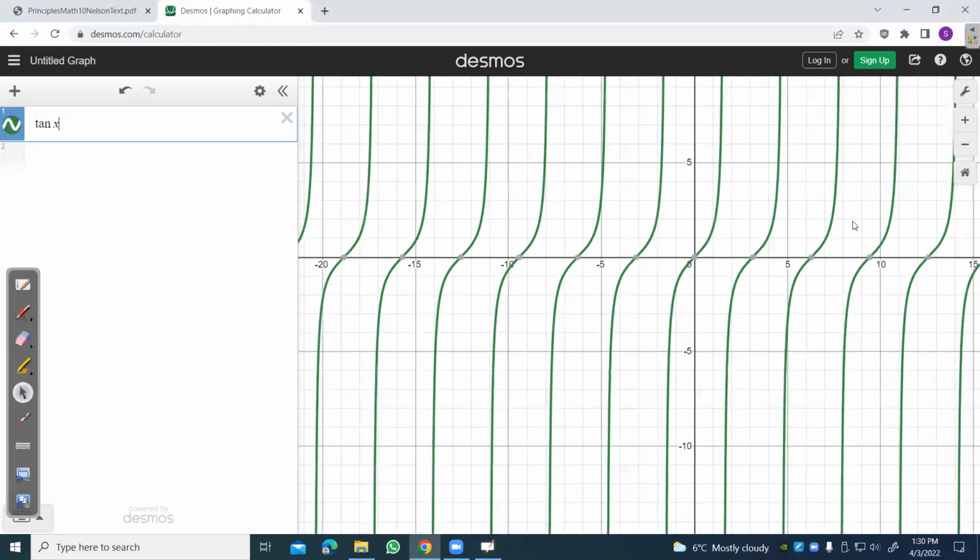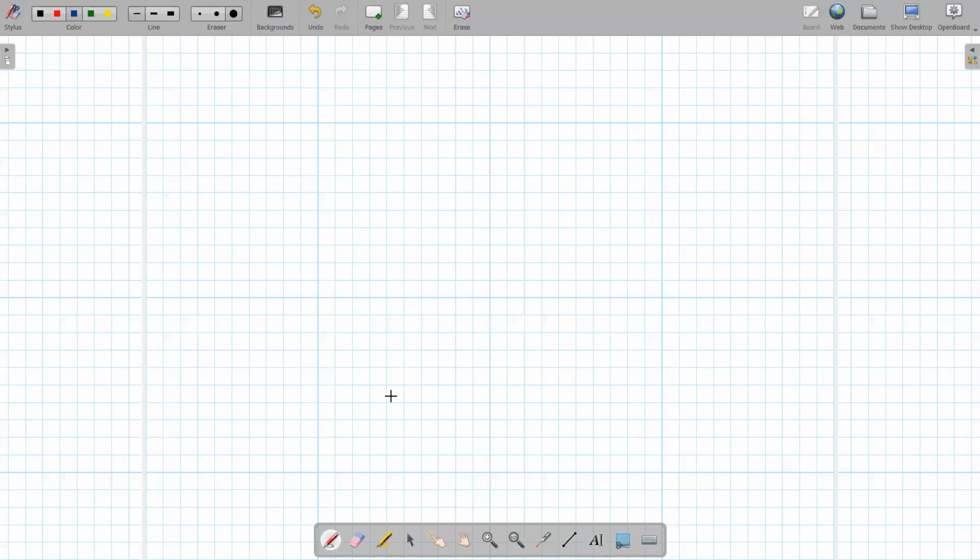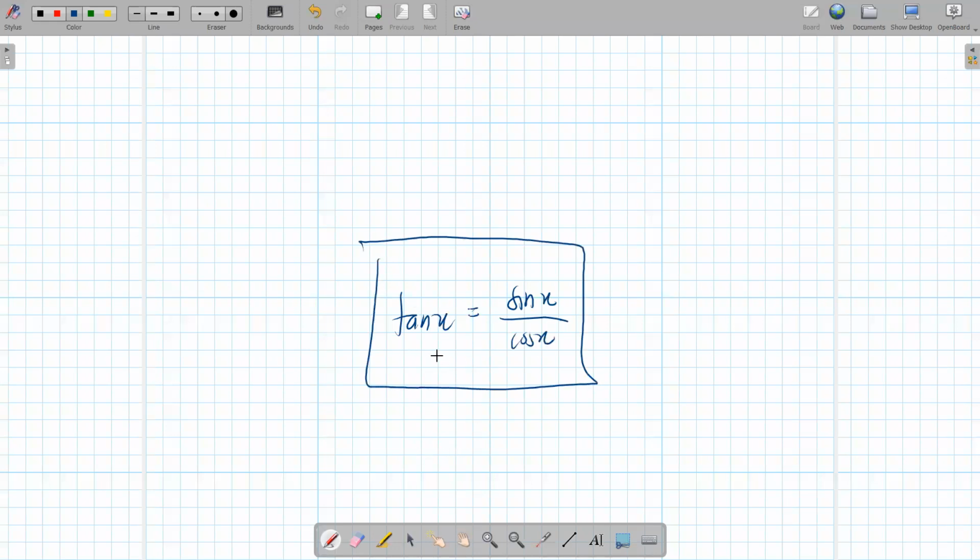Why is it like that? Because we're dividing by 0 for tan x. Tan x is equal to sine x over cosine x. Okay, this is the formula for tan x. So whenever cosine x is 0, cosine of 90 is 0. So at 90 degrees, the function tan does not exist.